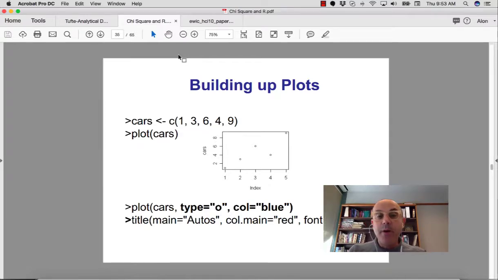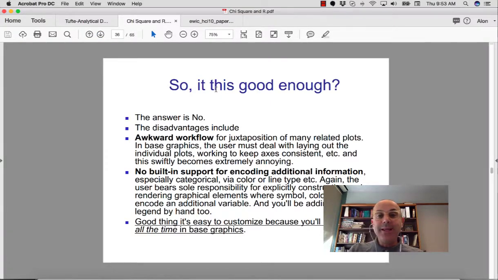Building a basic plot. This is a basic plot, and as you can see, we can add a title, we can add fonts, etc. But the question that is always in my mind is, is it good enough? And the answer is always no. The good thing is that it's easy to customize it and add more graphics based on it.